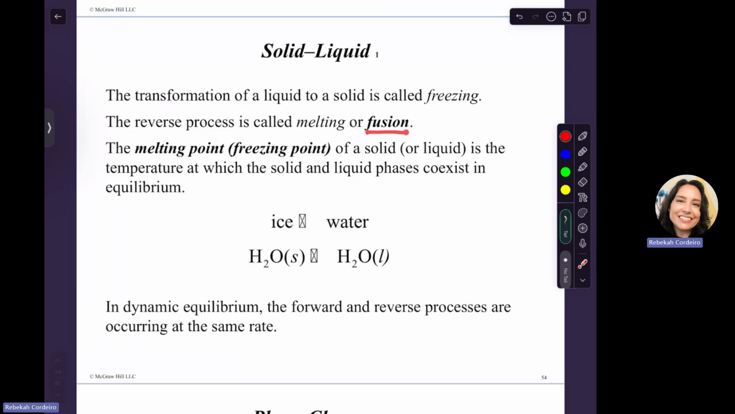Solid to liquid is fusion, and that's melting. And then freezing would be liquid to solid. The melting point and freezing point are the same number, the same temperature. This is at equilibrium, just like what we talked about with the vapor pressure going back and forth. This one also is at equilibrium. So ice and water are at equilibrium with each other. They go back and forth, just like the liquid goes back and forth to the gas phase. They're occurring at the same rate once we reach equilibrium, so you can get to a point where you can't tell that there's something changing.